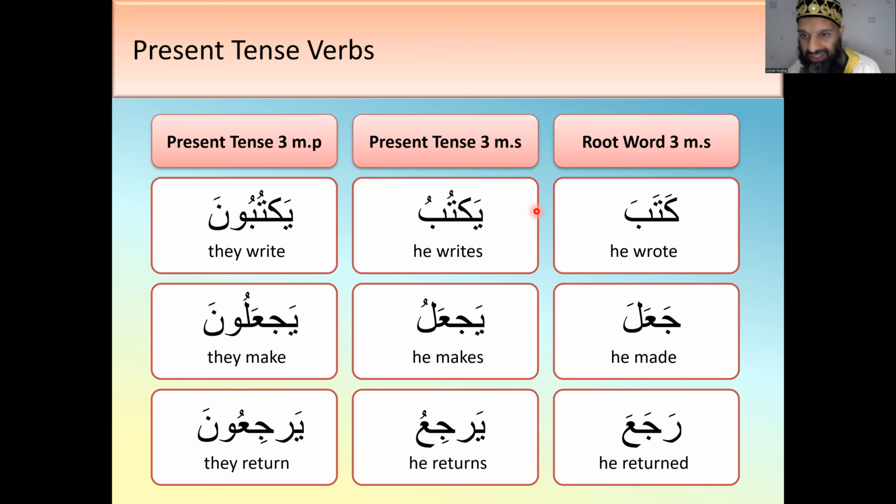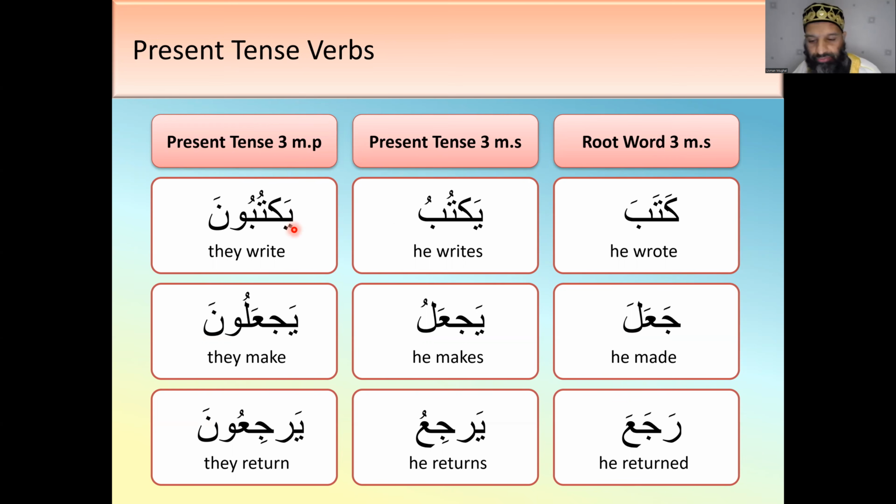Look, kataba was past tense, ja'ala past tense, raja'a past tense. You've got a prefix added, you've got something added at the front, that makes it present tense. Una is just a plural ending, right? Even if una wasn't there, the ya is still there, showing you it's present tense. Ya is not the only letter that comes in front, but it's one of the letters that come in front of a verb, which makes it into present tense. Yeah? Happy so far? Okay, right.